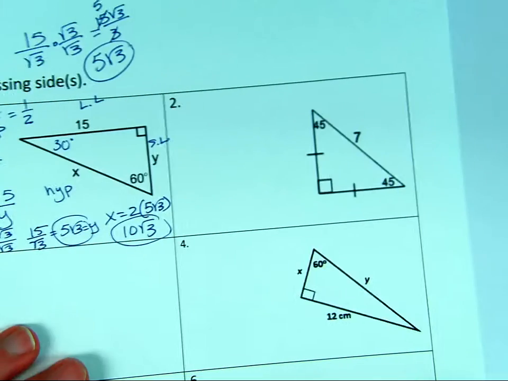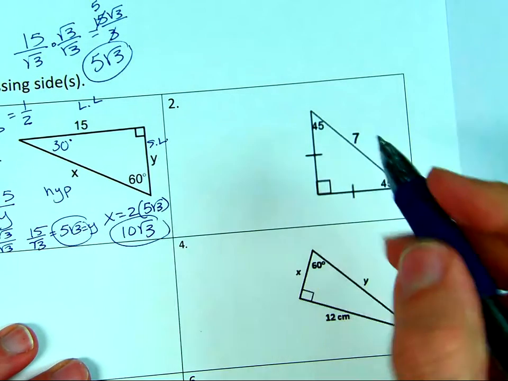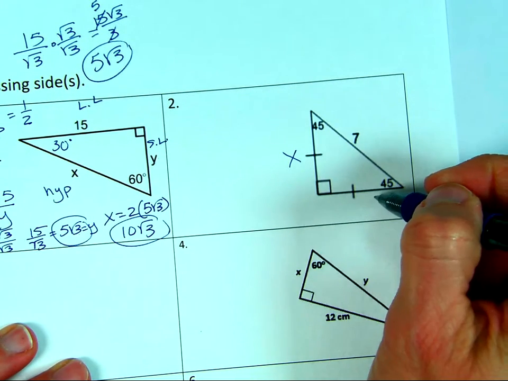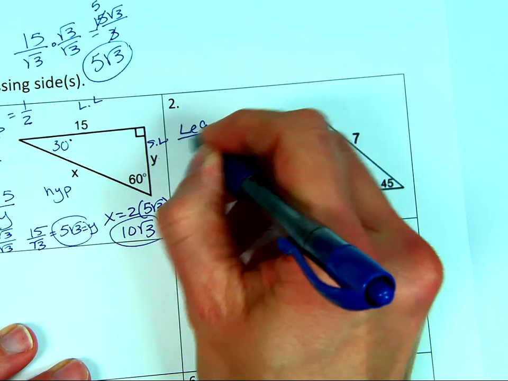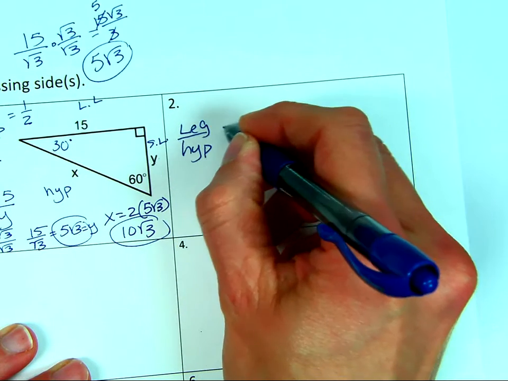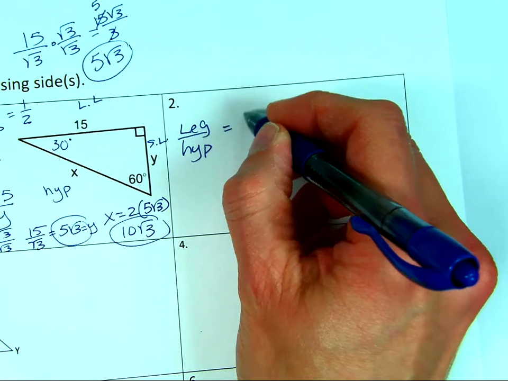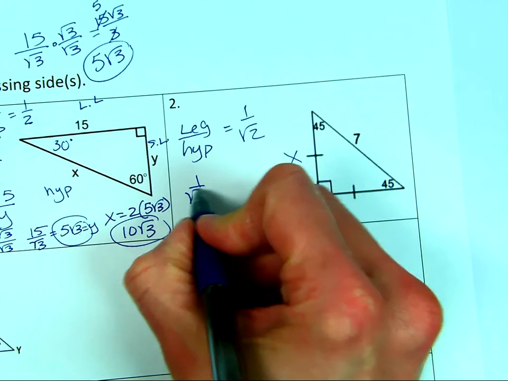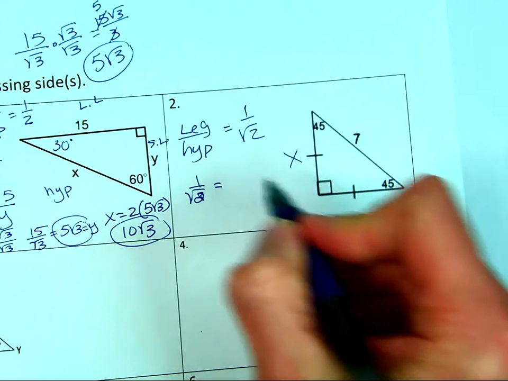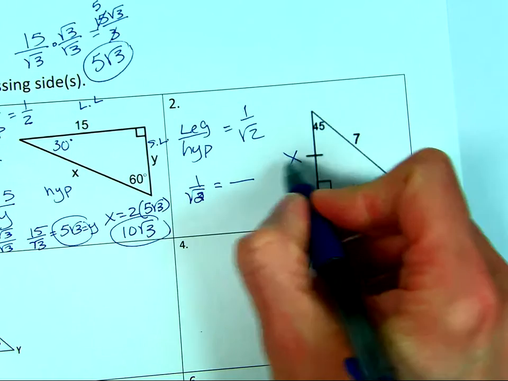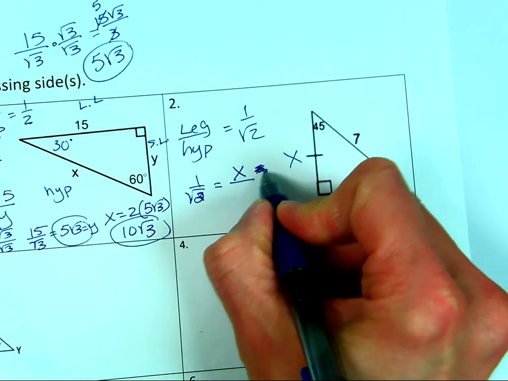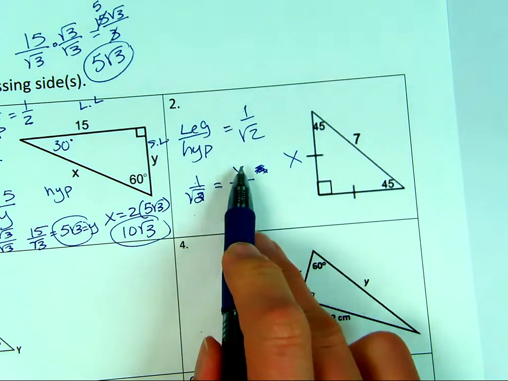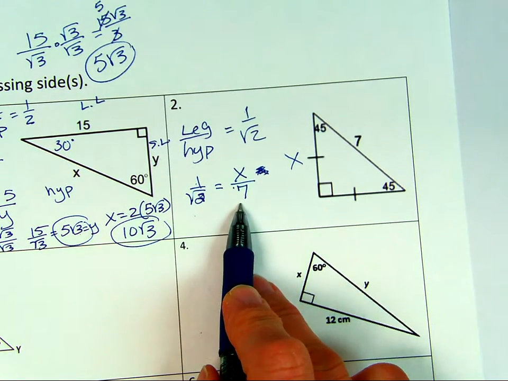Alrighty, let's try this one. I have the hypotenuse. I don't have the legs. This is a 45, 45, 90. So my ratio from leg to hypotenuse in a 45, 45, 90 triangle is a 1 to square root of 2. So that's my always ratio, and I set that equal to the specific ratio. My leg is x. Oops, sorry, I forgot to do that. And my hypotenuse is 7. So leg to hypotenuse, this is for a 45, 45, 90.